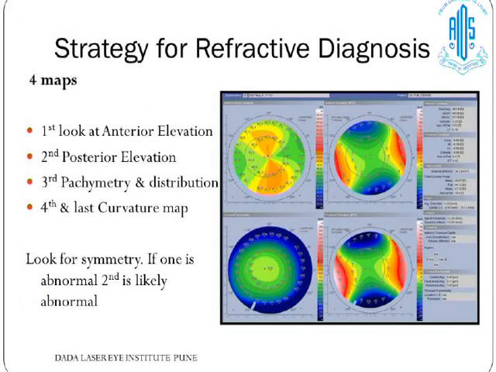Now, what should be the strategy for a Scheimpflug image? First, always look at the anterior elevation, then the posterior elevation, pachymetry and its distribution, and then you see the curvature map. This should be last, which is first and most important in anterior-only topographers. If there is asymmetry, that means something is wrong somewhere.